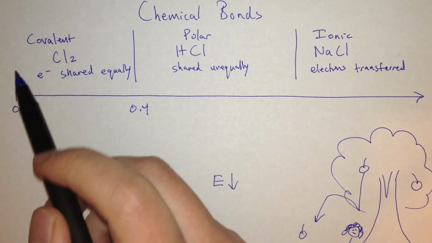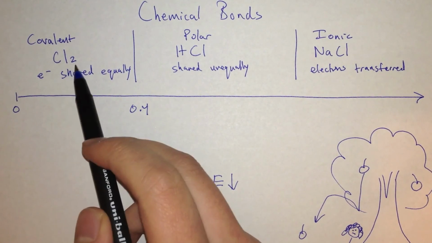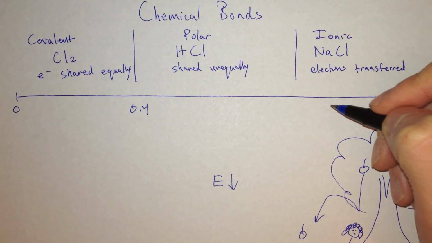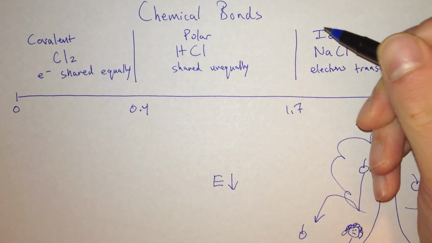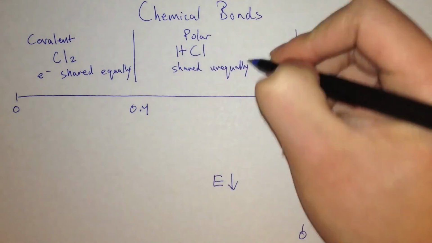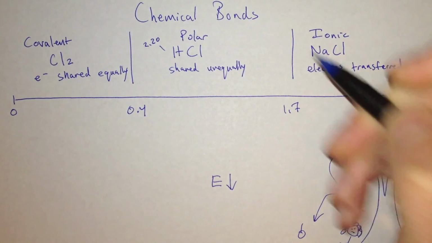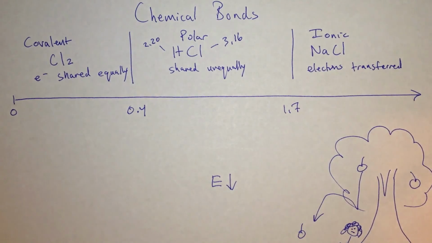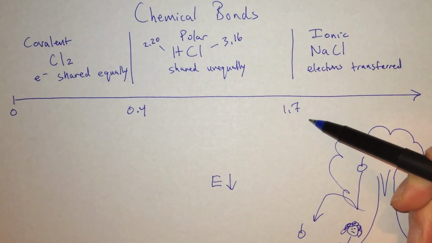In our case, chlorine's electronegativity is 3.16, and it's bonded to itself, so the difference is 0. A polar covalent compound is between 0.4 and 1.7. For example, in this case, hydrogen's electronegativity is 2.20, and chlorine's electronegativity is 3.16. So the difference is about 1, which is between 0.4 and 1.7.